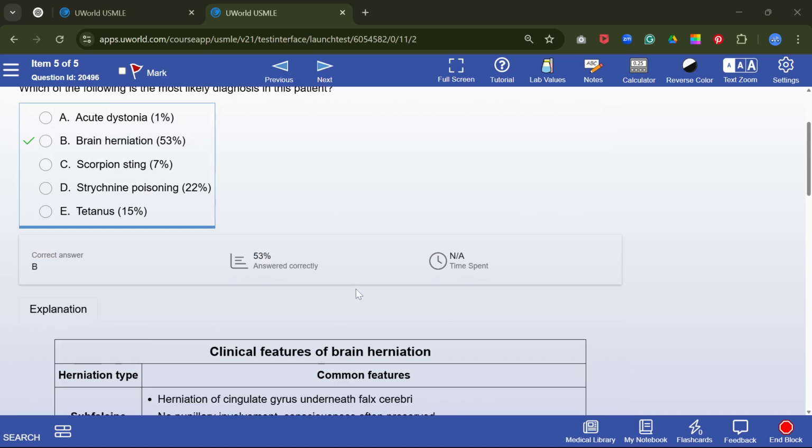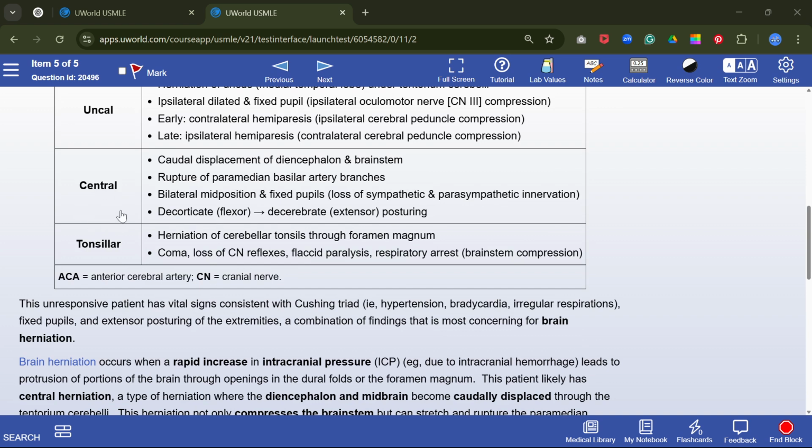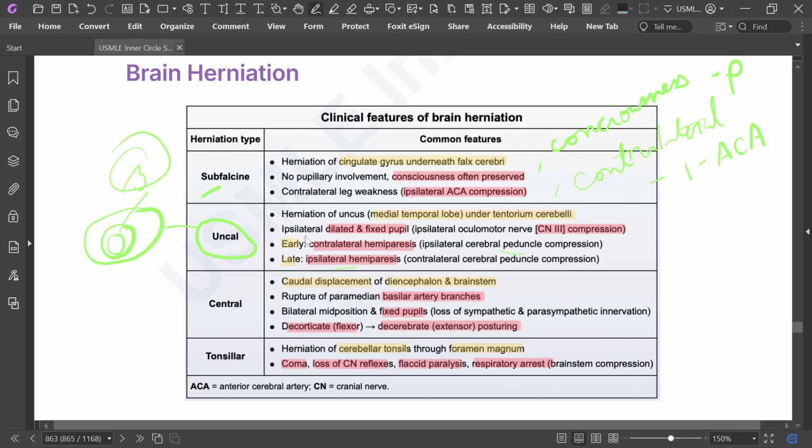Looks like brain herniation. We have studied subfalcine and uncal herniation. Now there is central and tonsillar herniation. In central herniation, there is caudal displacement of the diencephalon and brainstem. So there are bilateral mid-position and fixed pupils, a loss of sympathetic and parasympathetic innervation.